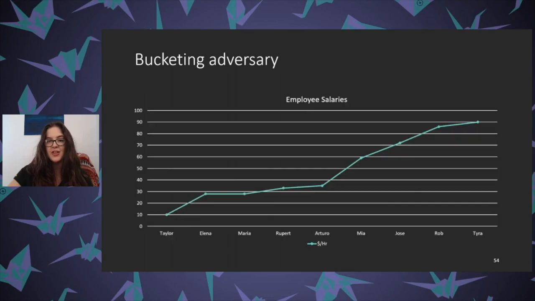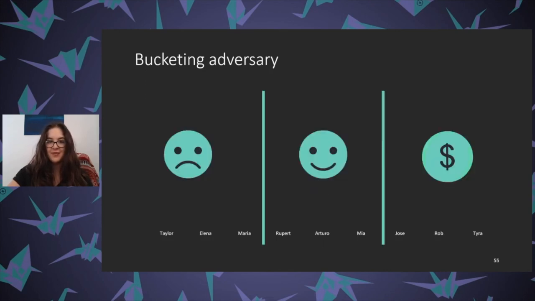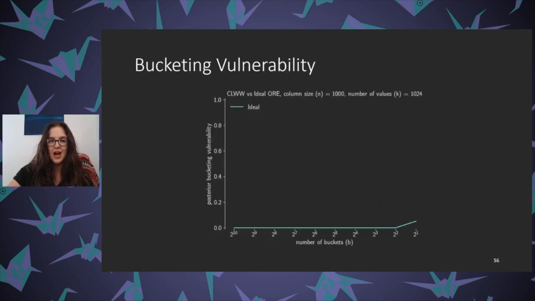Let's say we have this graph of employee salaries in ascending order by their hourly rate. Let's say that the adversary wants to find who makes the most money so they can steal from them. There are 3 buckets the adversary wants to put everyone into: a poor bucket, an okay bucket, and a rich bucket. A successful adversary will, by only seeing the output, be able to correctly determine which bucket everyone falls into. They'll be able to see that they shouldn't try to steal from Taylor, Elena, or Maria, but should instead go for Jose, Rob, or Tyra. So let's cut to the chase.